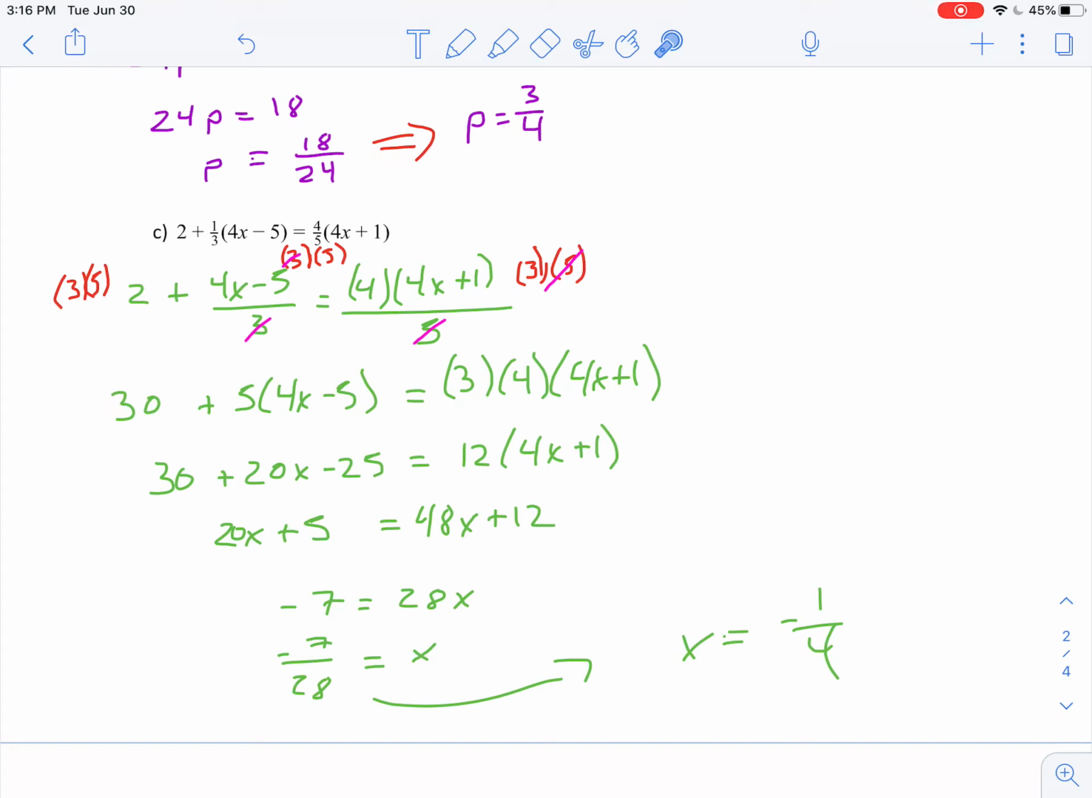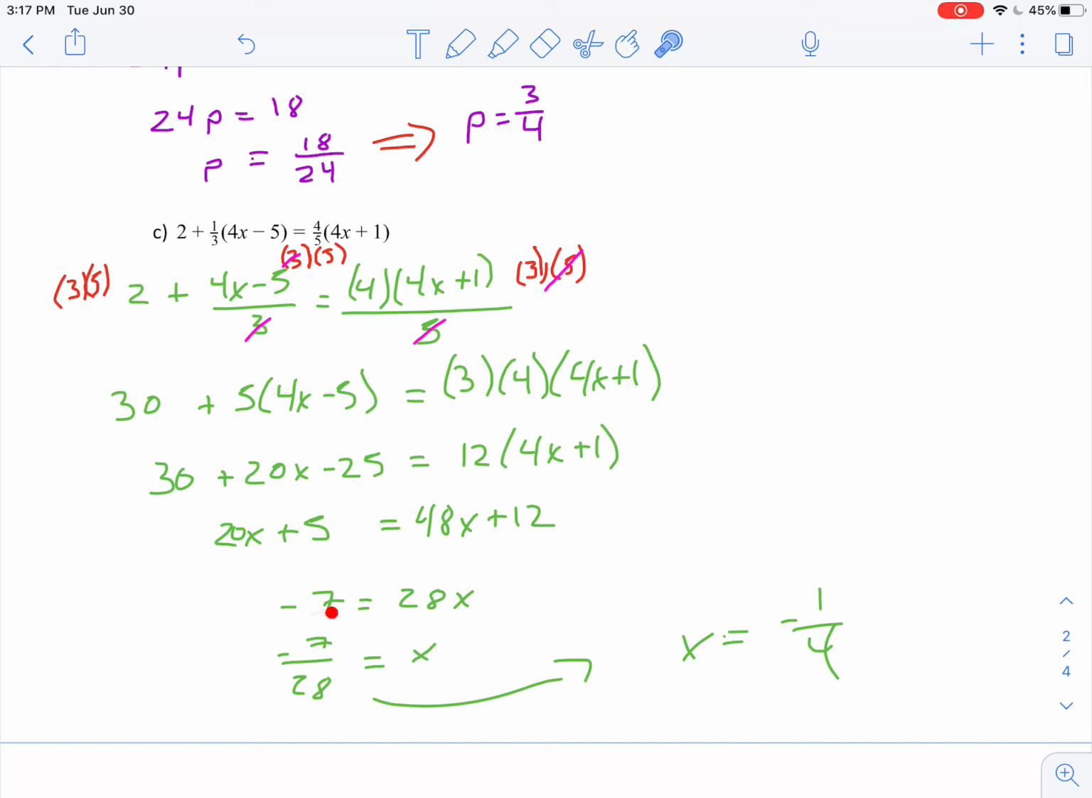Then I go ahead and distribute 5 into the brackets. So then I have 5 times 4x, 5 times negative 5. So that would be 30 plus 20x minus 25 is equal to, 3 times 4 is 12, times 4x plus 1. I distribute the 12 into the brackets, and I end up getting 48x plus 12 is equal to 20x plus 5. So then I have to move my variable terms over and my constant terms. I bring my variable term over here, it becomes negative. I bring my constant term over, that also becomes negative.